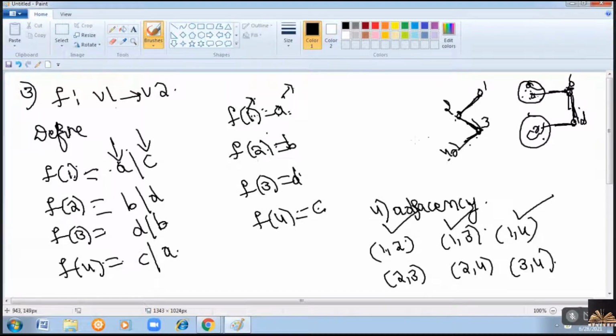Next 2 and 3. 2 and 3 are adjacent, so their images B and D are also adjacent. Next 2 and 4. 2 and 4 are not adjacent. The images B and C are also not adjacent. Now 3 and 4. 3 and 4 are adjacent. C and D, or D and C, are their images. They are also adjacent. So for all the pairs of vertices, the adjacency is preserved. So this condition is also satisfied.